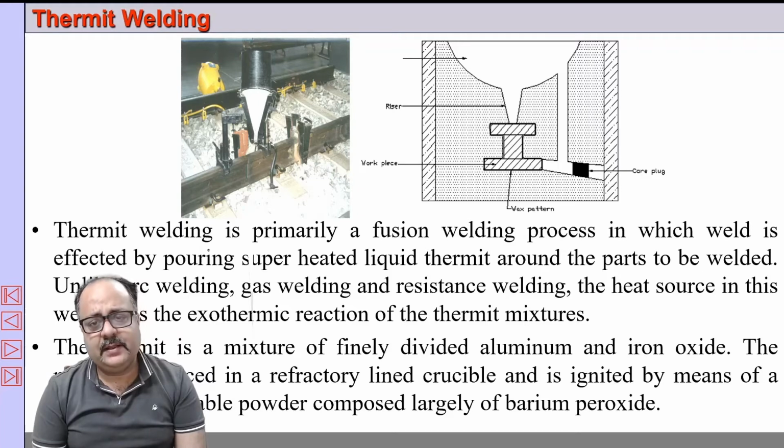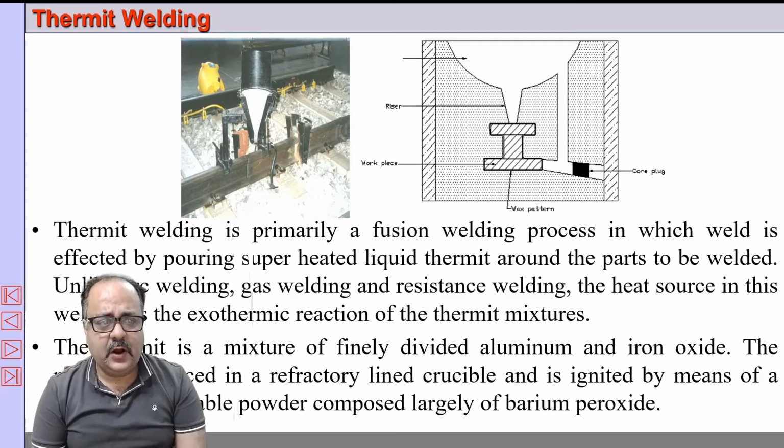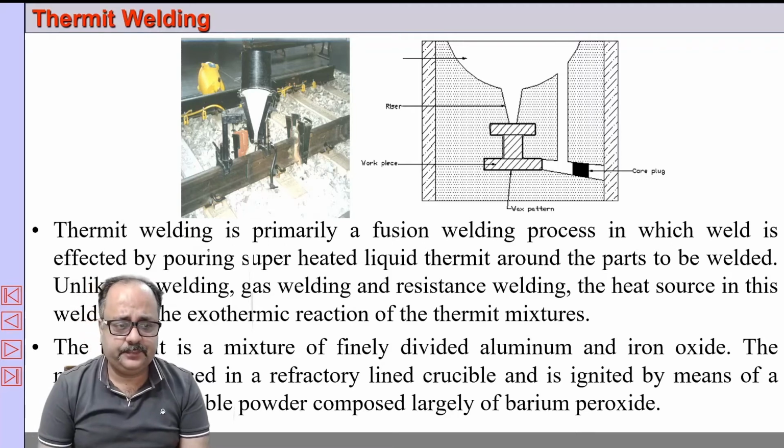So it's a fusion welding process, which basically means the metals to be joined are melted. However, here the heat is obtained from an exothermic reaction of a thermite mixture, and because of this exothermic reaction, we obtain a molten metal. That molten metal, which is at a very high temperature, is poured on the metal surfaces to be joined, also melts them and forms a coalescence.